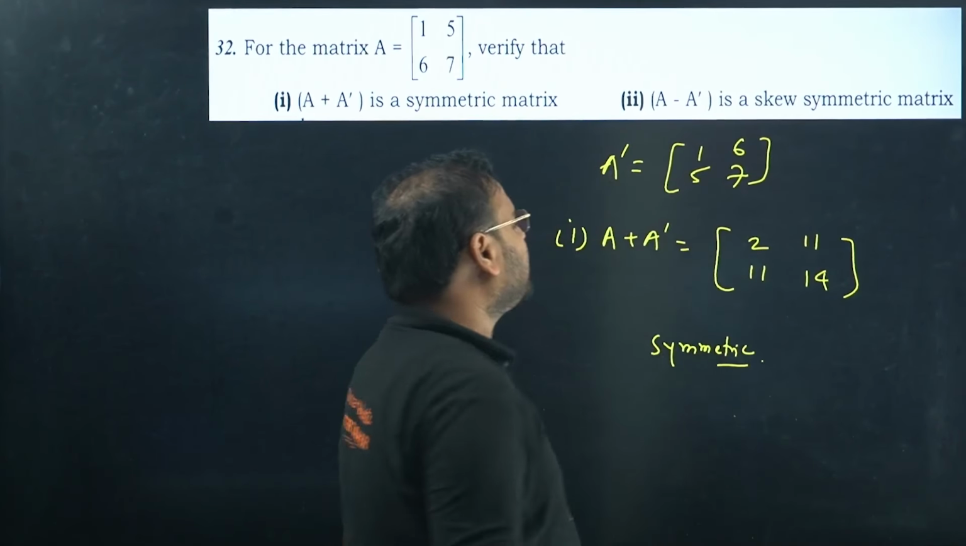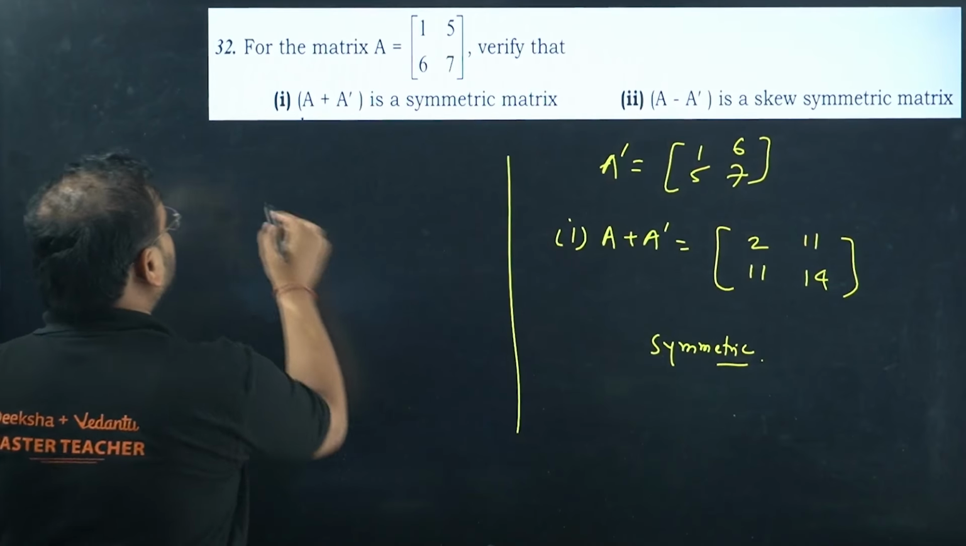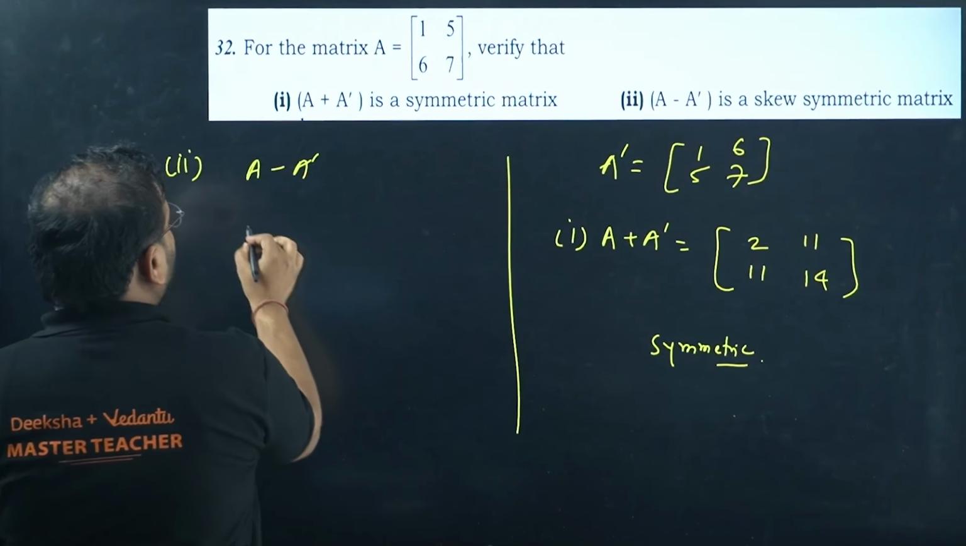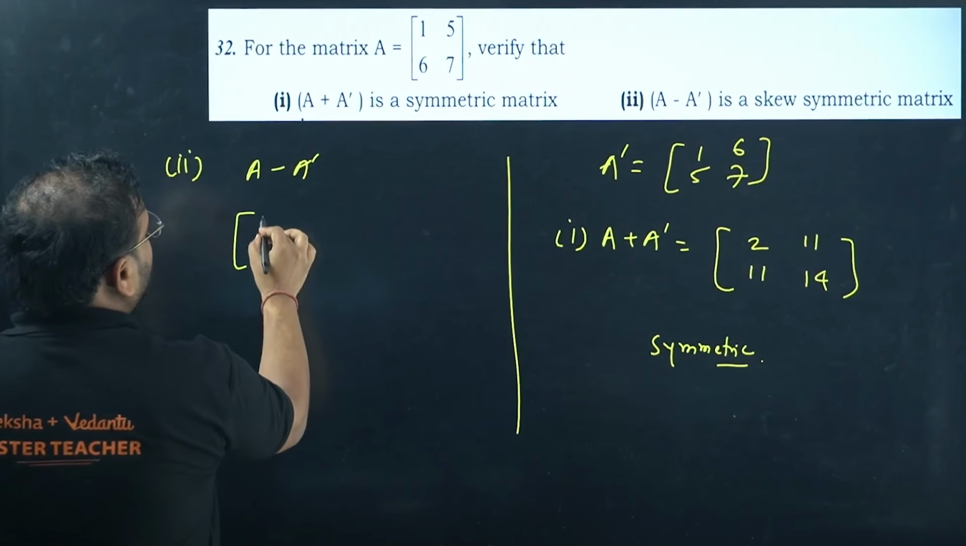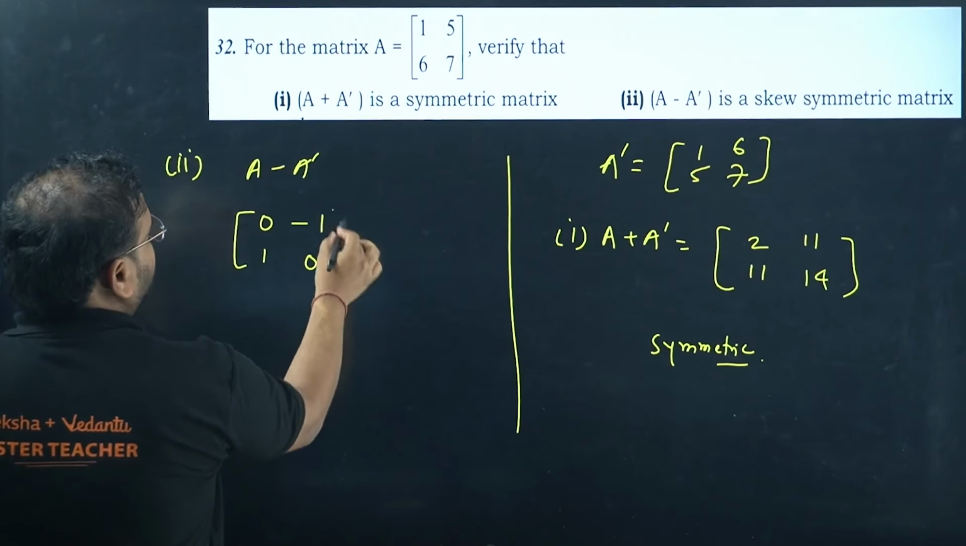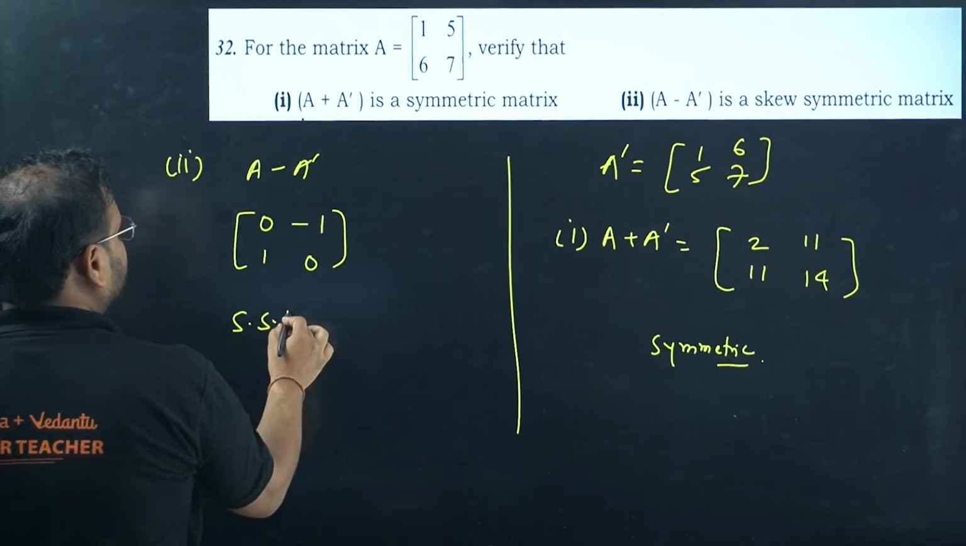Okay. Now for skew symmetric. Check this out. Skew symmetric. A minus A dash they have given. Difference you take. You'll get this as 1 minus 1 is 0. 5 minus 6 is minus 1. This is 1 and this is what? Again 0. Clearly it is skew symmetric matrix.